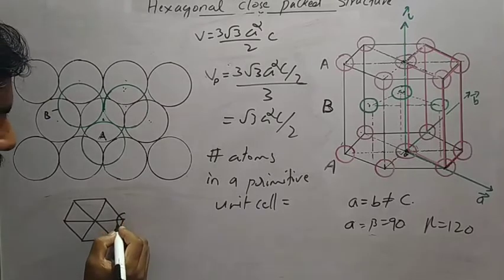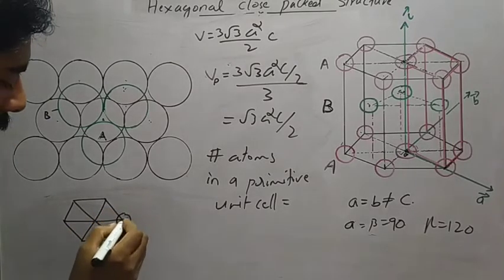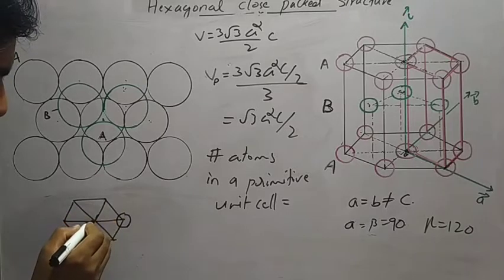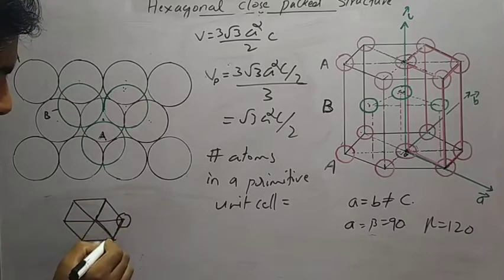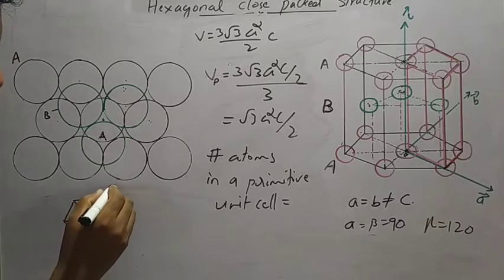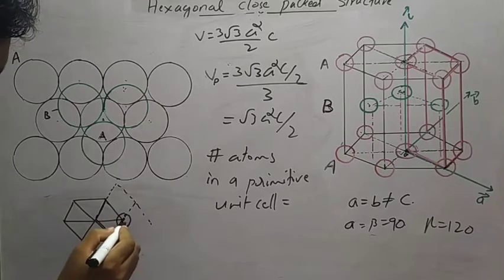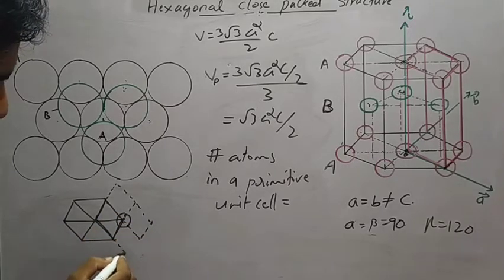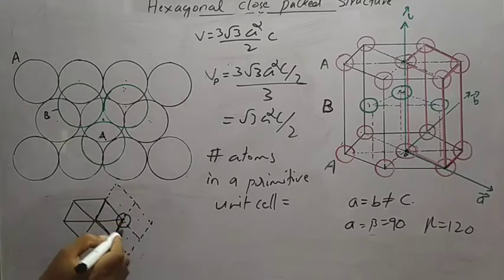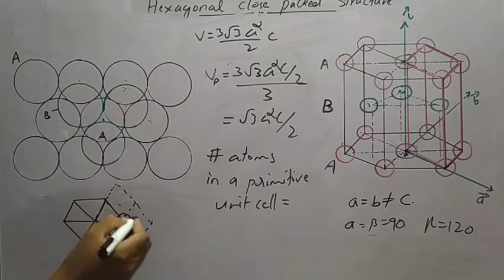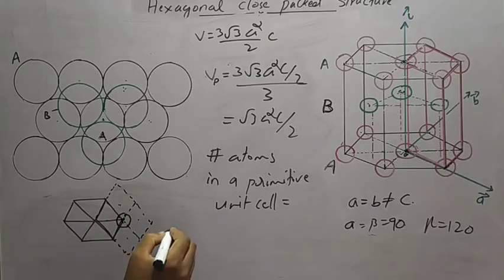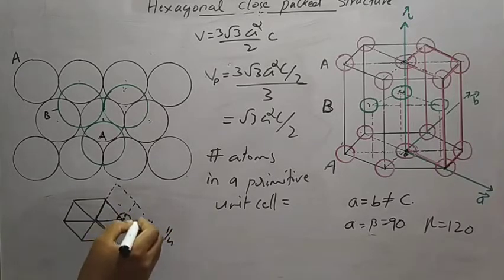Consider an atom at this corner, and let me expand it. This is the primitive unit cell in 2 dimensions, and I am expanding this primitive unit cell. That means 4 primitive unit cells share this atom. So inside one unit cell, 1/4 portion of this atom is included in one primitive unit cell. Okay, this is in 2 dimensions.